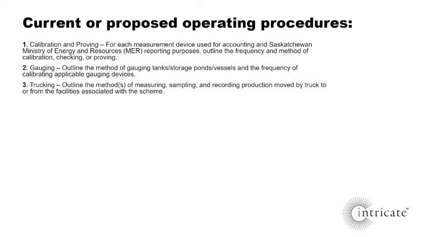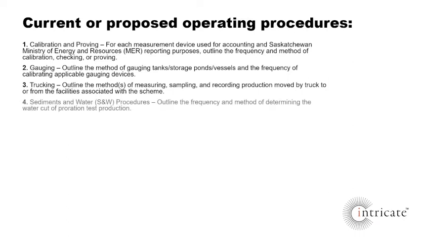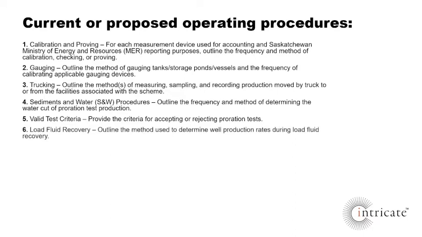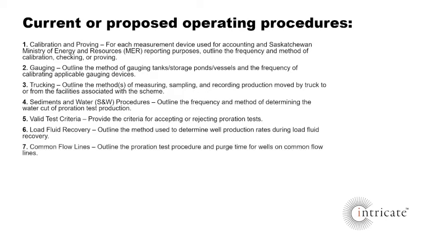Trucking. Outline the methods of measuring, sampling, and recording production moved by truck to or from the facility associated with the scheme. Sediments and water procedures. Outline the frequency and method of determining the water cut of proration test production. Valid test criteria. Provide the criteria for accepting or rejecting proration tests. Load fluid recovery. Outline the method used to determine well production rates during load fluid recovery. Common flow lines. Outline the proration test procedure and purge time for wells on common flow lines.